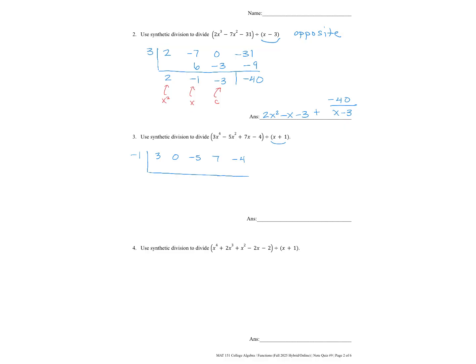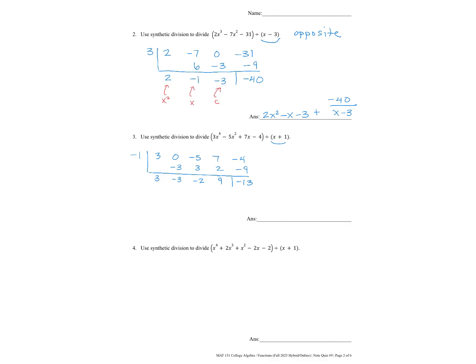And we just repeat the process we did before. We bring down the first number and multiply. -1 times 3 is a -3. Add them up. Multiply -1 times -3 and get +3. Add them up and get -2. -1 times -2 is 2. 7 plus 2 is 9. We get a -1 times 9, making -9, and a remainder of -13.